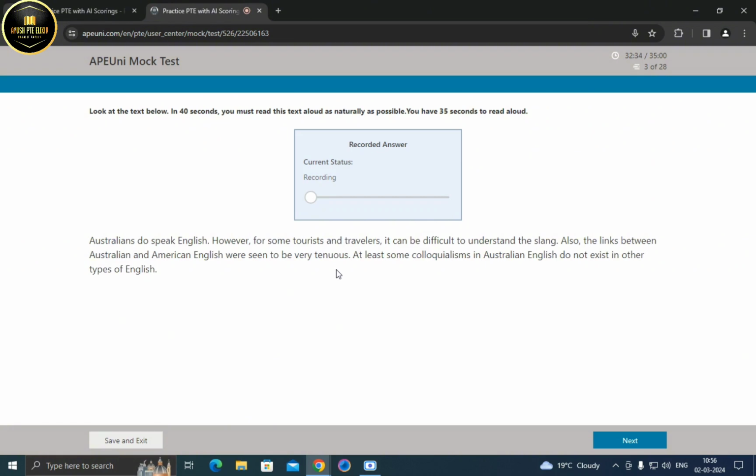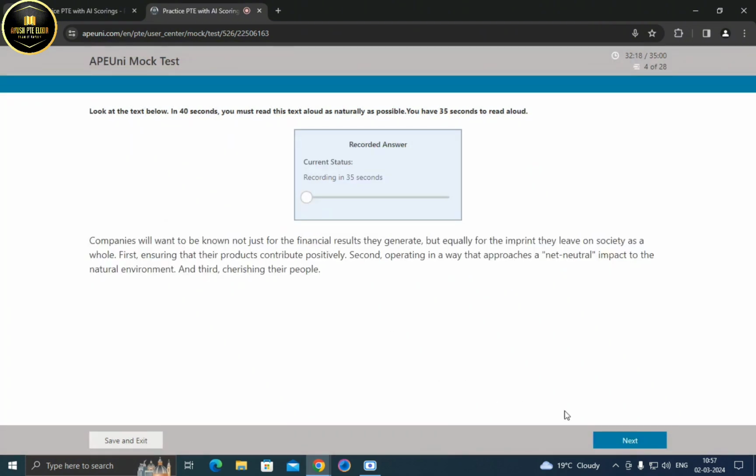Australians do speak English; however, for some tourists and travelers it can be difficult to understand the slang. Also, the links between Australian and American English were seen to be very tenuous. At least some colloquialisms in Australian English do not exist in other types of English. Make sure to click the next button immediately after the recording has stopped.